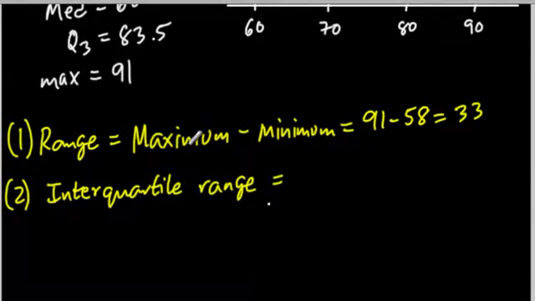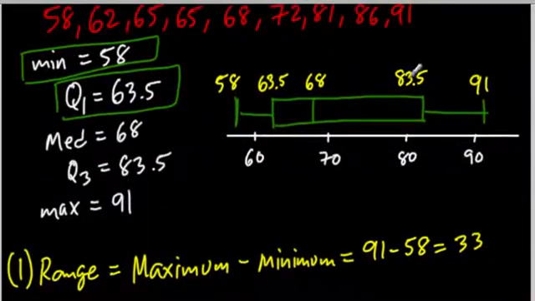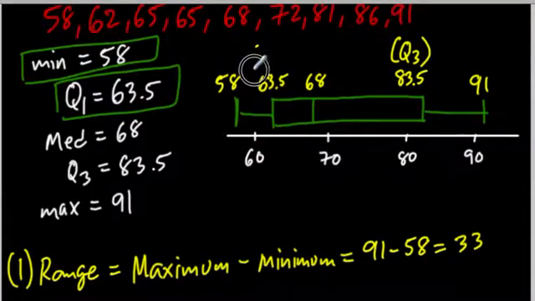So in other words, it's going to be something minus something, just like the original range, but it's a specific type where we're talking about the interquartile part. So what does that mean? Inter means between, and we know what quartiles are. So it's asking for the range between the two quartiles. The two quartiles we have are Q3 and Q1.